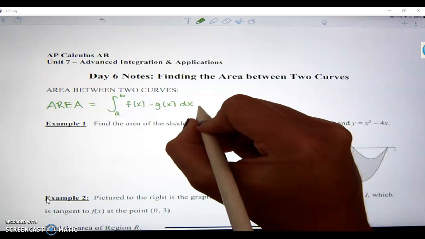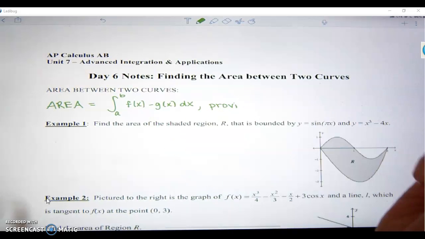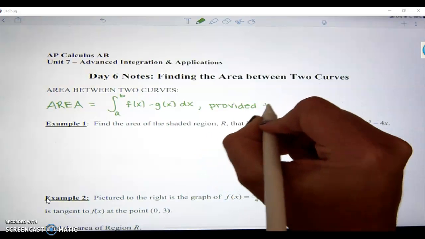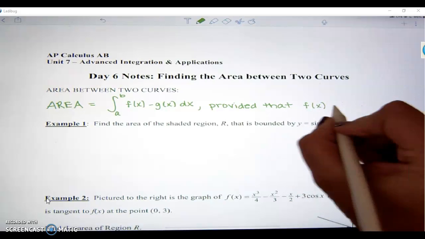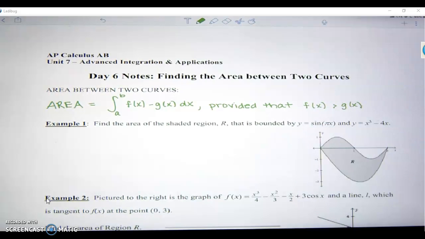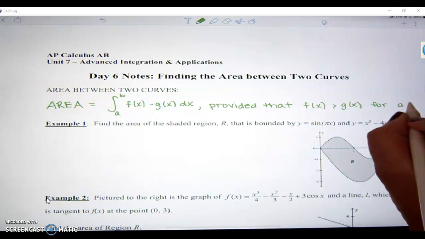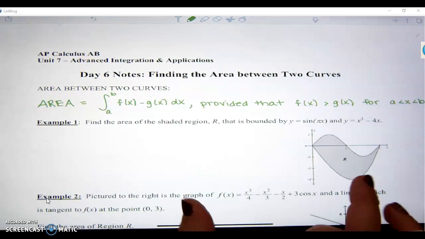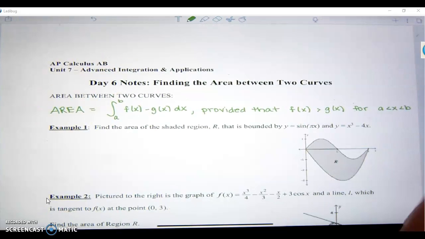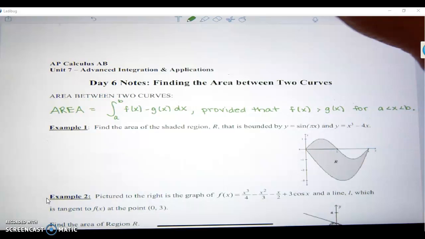And this is provided that f of x is going to be greater than g of x, for a is less than x is less than b. Okay, so this could actually be in terms of x's, or it could be in terms of y's. You'll eventually see another formula where you'll have y's, but it's essentially going to be the same thing.